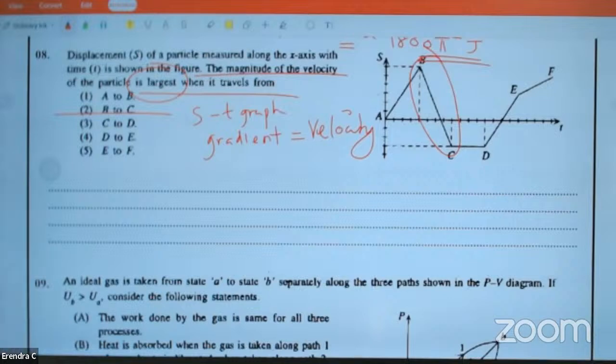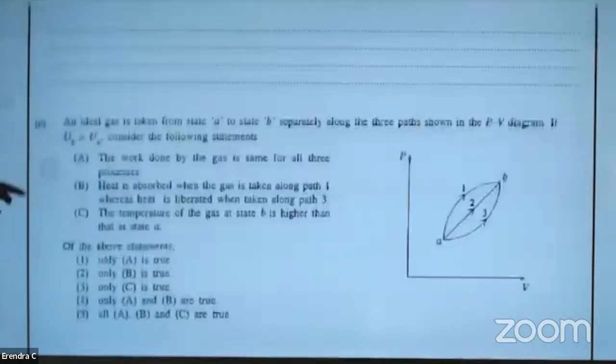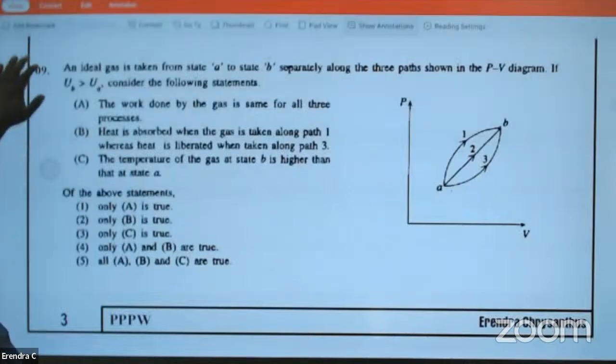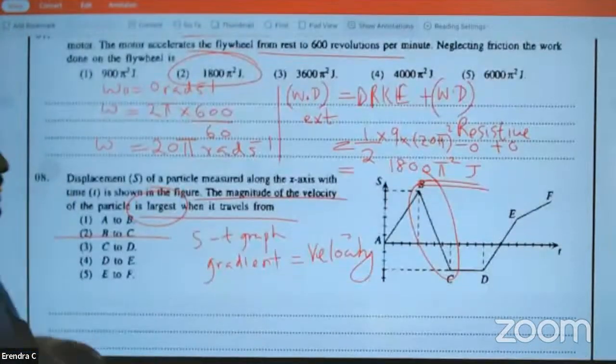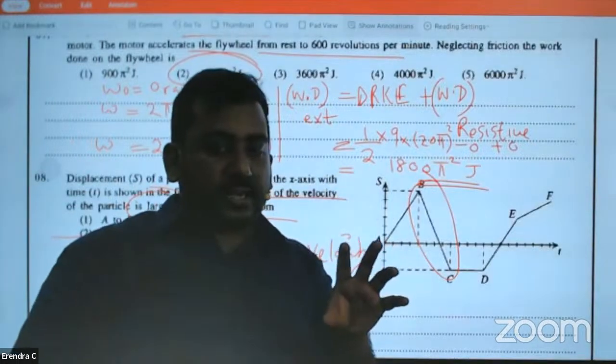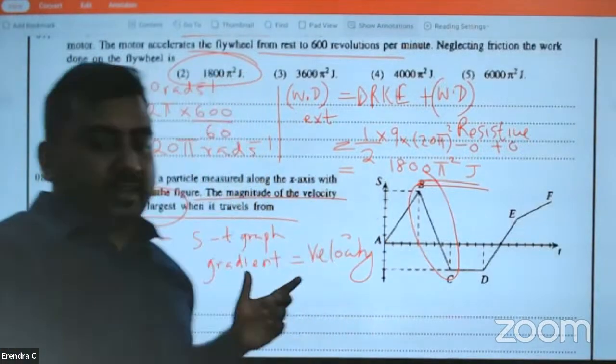Okay, right. Look at this carefully. Now remember, however small the question, however easy the question, see, I'm making notes.